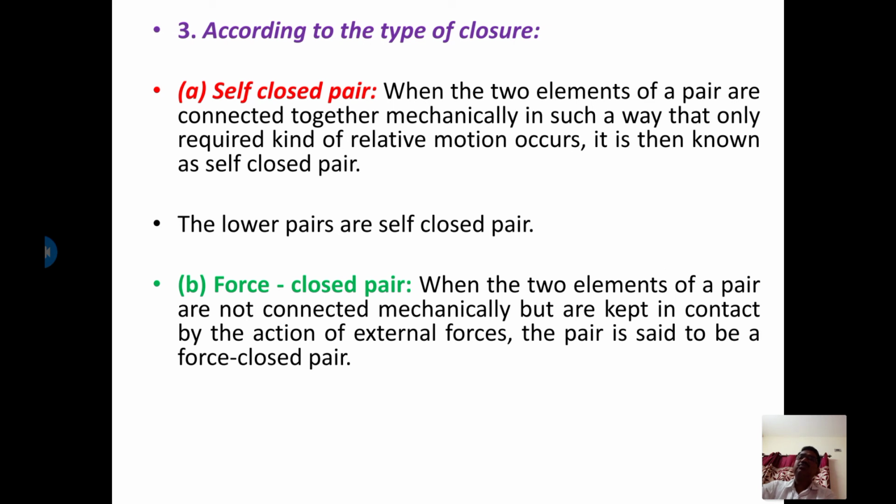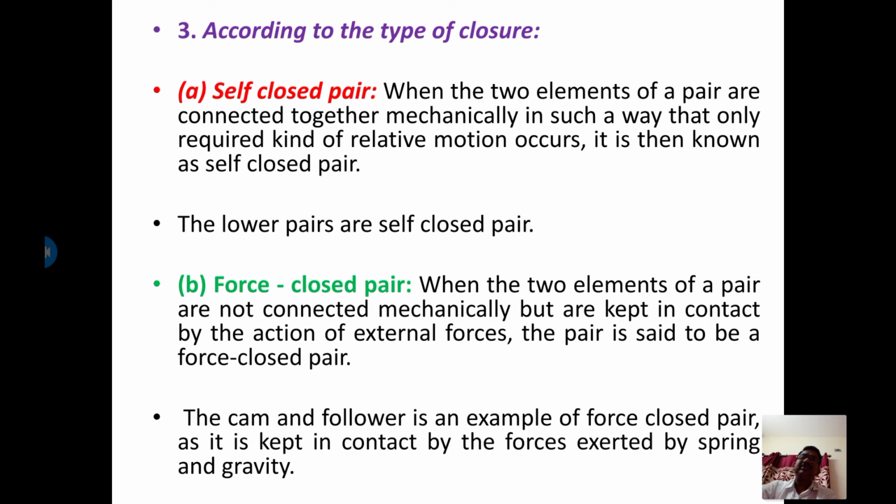Now the force-closed pair. When two elements of a pair are not connected mechanically but are kept in contact by the action of external forces, the pair is said to be a force-closed pair.